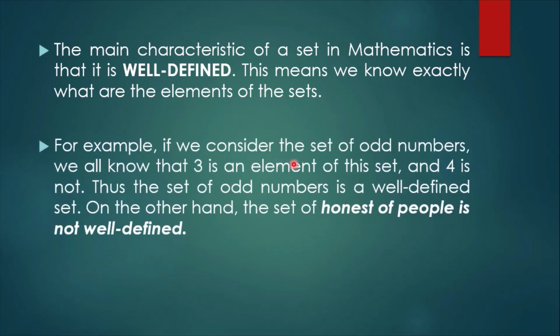Example, if we consider the set of odd numbers, alam natin yung odd numbers are not divisible by 2. And we know also that 3 is an element of this set because 3 is not divisible by 2. And 4 is not because 4 is an even number. And in this set of odd numbers, we can think of specific elements, for example, 5, 7, 9, 11, and so on. So therefore, the set of odd numbers is a well-defined set.